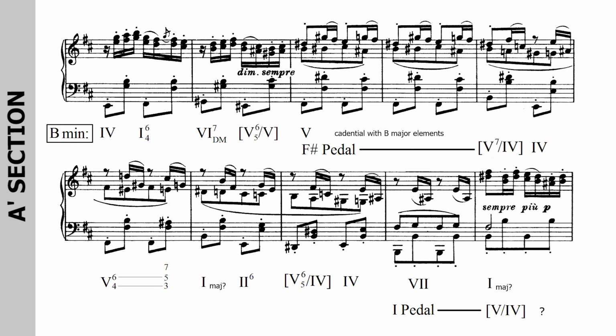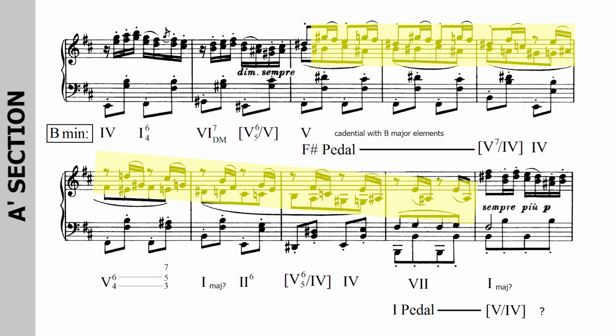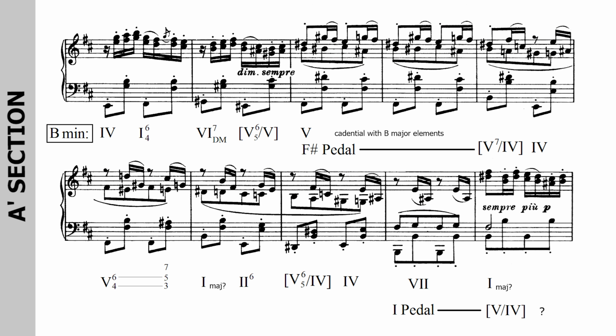The second theme pops up again, and now the final descending line will start. The F sharp pedal returns, again with B major elements, D sharp and G sharp. These tones resolve, but gradually Brahms will start to move away from B minor to major. Keep in mind that B major is the secondary dominant of E, which is the subdominant in B minor.